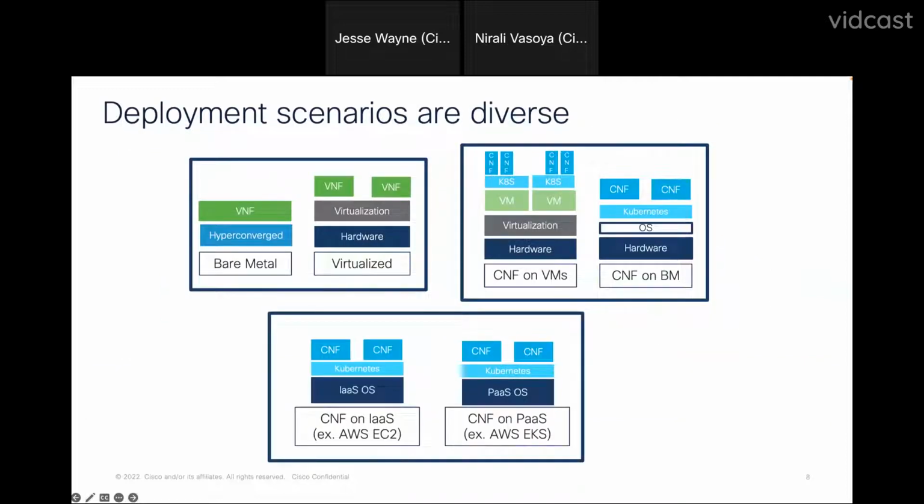So to add some complexity here, the deployment scenarios that exist across network functions are quite diverse, right? You see a simple bare metal situation for a VNF as well as a CNF, but you can see mixed scenarios where you have CNFs running on VMs. You also have platform as a service or infrastructure as a service scenarios such as with AWS EC2 or AWS EKS. So similar theme here. The orchestrator that you're using needs to be able to handle whatever deployment scenario is thrown your way, whatever environment you need to deploy in.